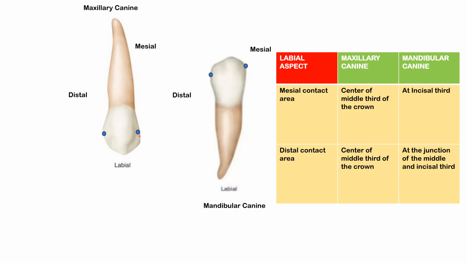In the maxillary canine, the mesial contact area is typically located at the center of the middle third of the crown. In contrast, in the mandibular canine, the mesial contact area is positioned higher at the incisal third of the crown. In the maxillary canine, the distal contact area is located at the center of the middle third of the crown. On the other hand, in the mandibular canine, the distal contact area is positioned at the junction of the middle and the incisal third of the crown.